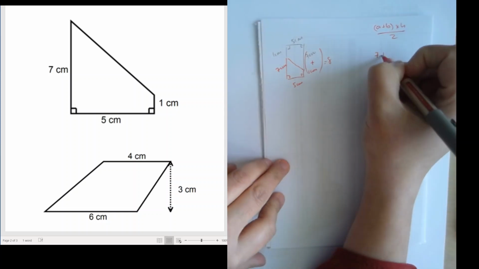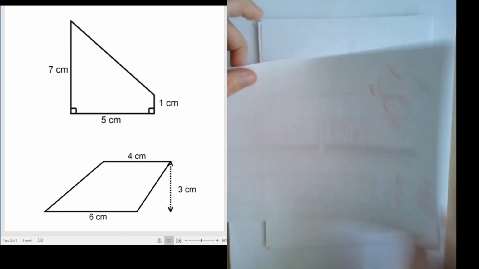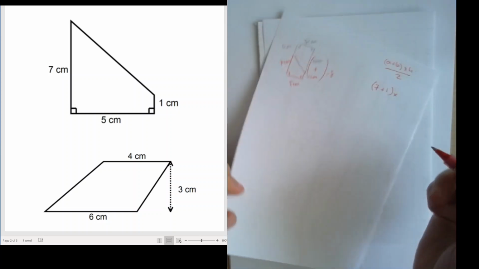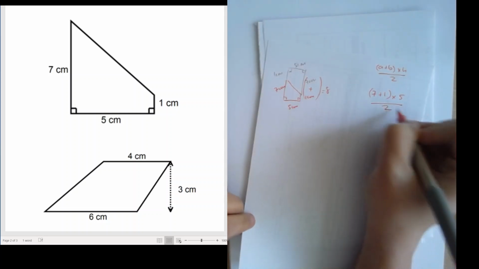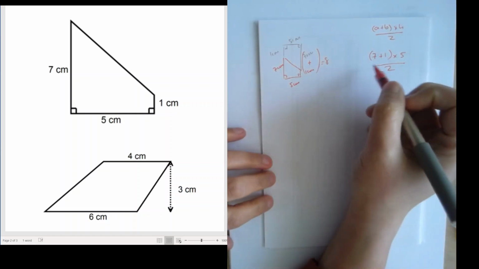Okay, so it will be 7 plus 1, and then times it by the perpendicular height, and the height is 5, and then all over 2. Okay, so you've got that.